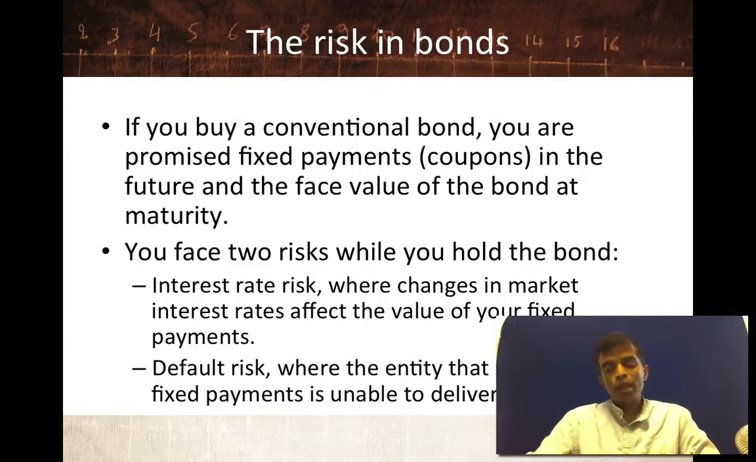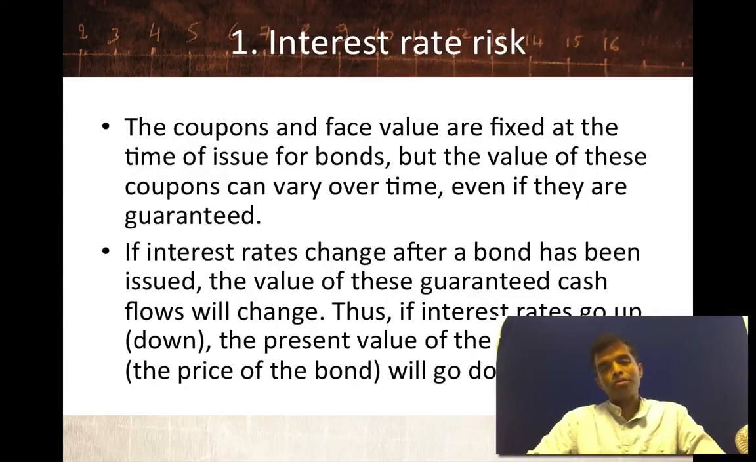Put differently, if interest rates go up, the same coupons are worth less than they were before interest rates went up. The second risk you face, of course, with the bond is that the entity that promised you these fixed payments, the coupons and the face value, might not deliver. That's default risk. So let's start with the easier of these two risks, interest rate risk.